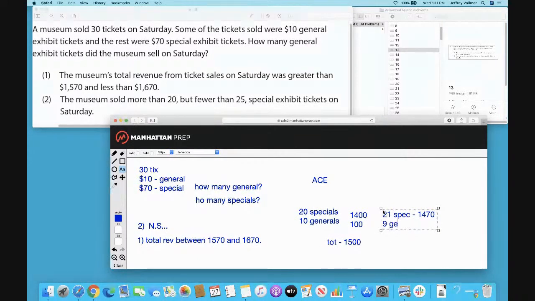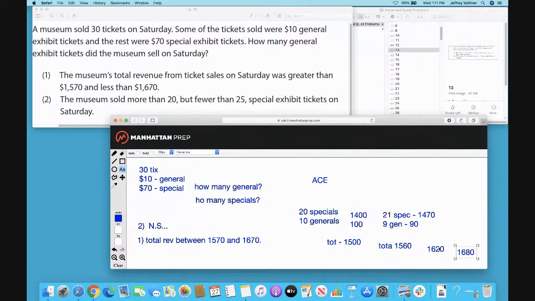If there were 9 generals, that would now be 90. Every time I make this trade, my total will increase by 60, right? You get rid of a $10 ticket for a $70 ticket, so the total goes up by 60. So that means the next time I do this, there'll be $1,620, and the next time would be $1,680, and only 1,620 is in this range.